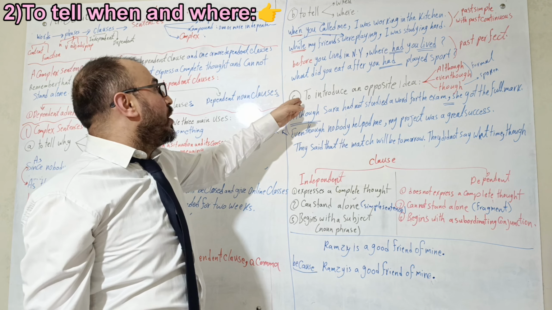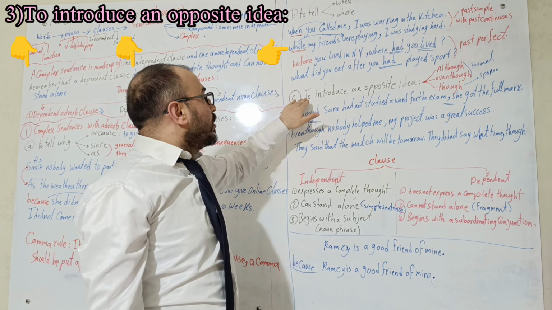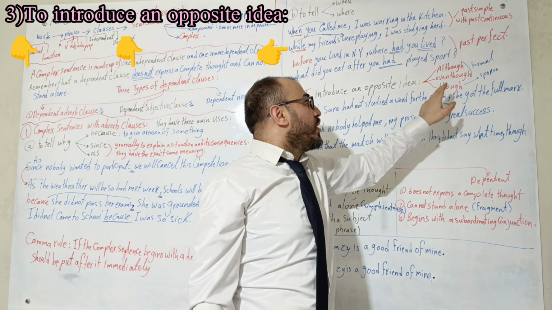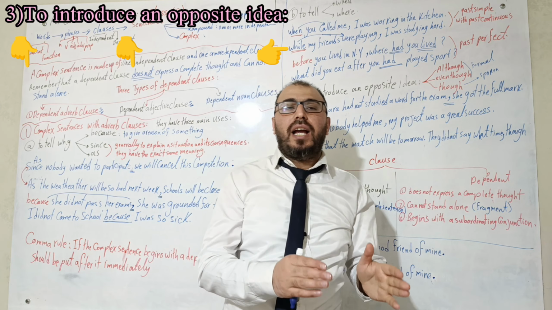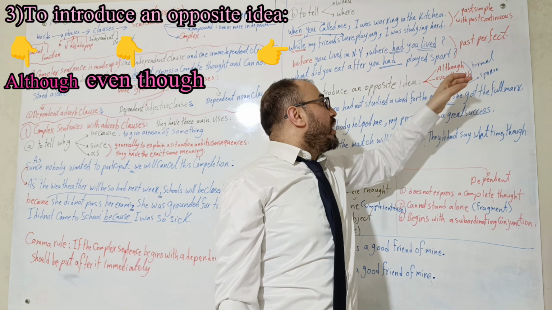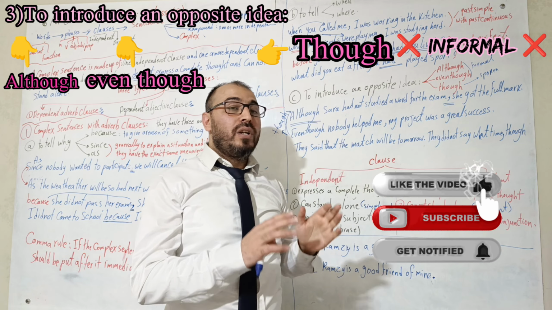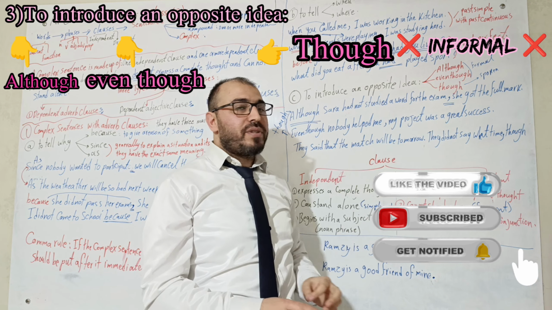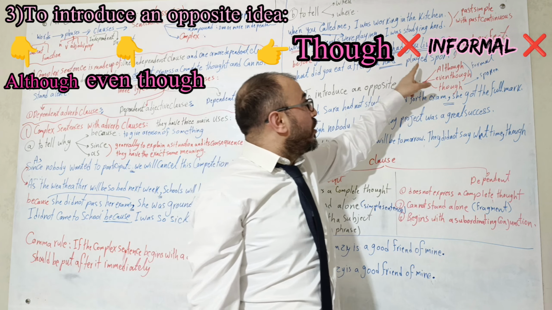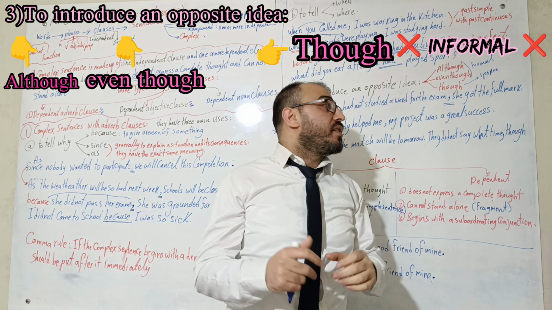Again, my friends, the third type of complex sentences with adverb clauses is used to introduce an opposite idea. And I have here although, even though, and though. I had a lot of questions about the differences between although, even though, and though. Generally, though is informal and spoken. That doesn't mean that we cannot use it in formal or academic writing, but I don't prefer using it. I prefer using although and even though, which are formal, and they are 100% the same.